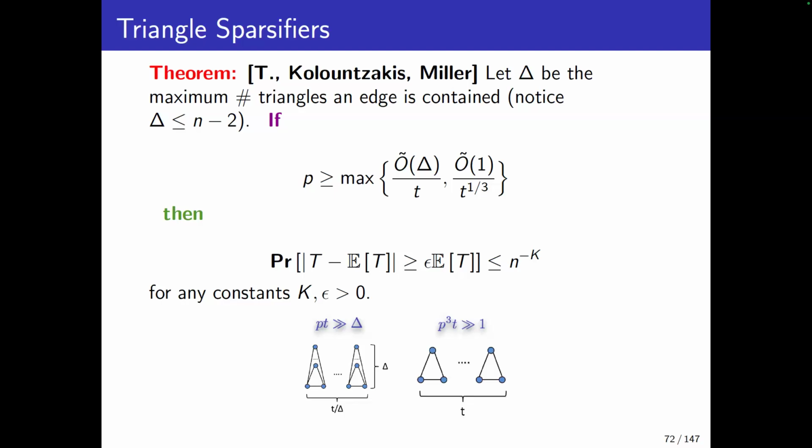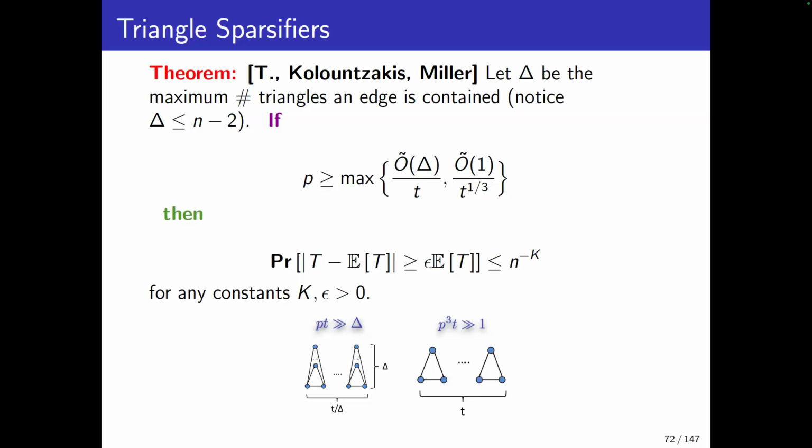Delta is the maximum number of triangles that an edge is contained in. This is always at most n minus 2. T is the number of triangles, and this tilde notation hides log n factors. So this is a theorem that quantifies how you need to set P to get optimally concentrated estimates. This result in math is called a measure of concentration.